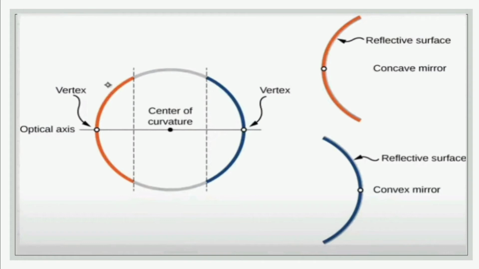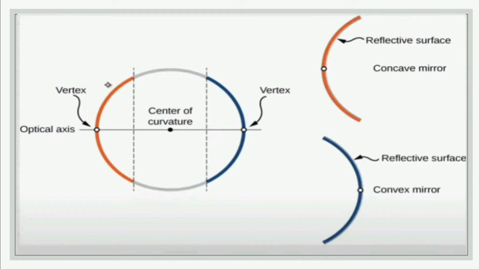Everything clear? So now in the last video we learned that a curved mirror is a part of a sphere. If you haven't watched the video, the link is in the description, you can go and watch it. So this red one here is our concave mirror, and its reflecting surface is inside, as you can see.